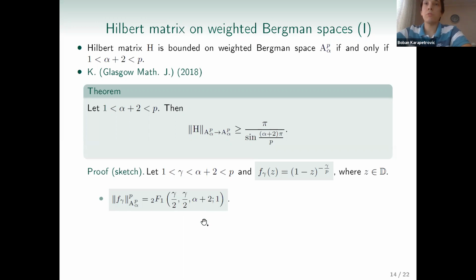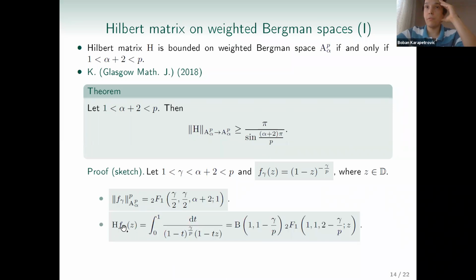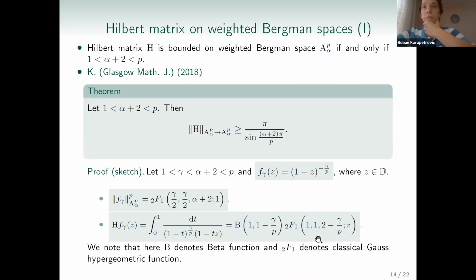And also, by using the first integral representation of the Hilbert matrix, we obtain that the image of this function f_gamma under the Hilbert matrix H is given by this product of a beta function with coefficients 1 minus gamma over P, and again a hypergeometric function, this standard hypergeometric function with coefficients 1, 2 minus gamma over P, at the point z. And based on these formulas, we have the following.